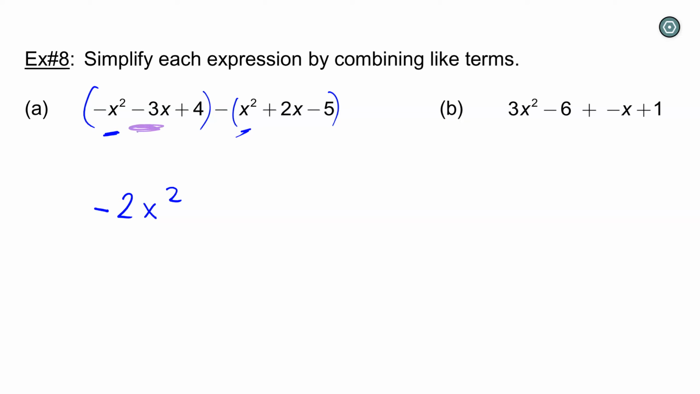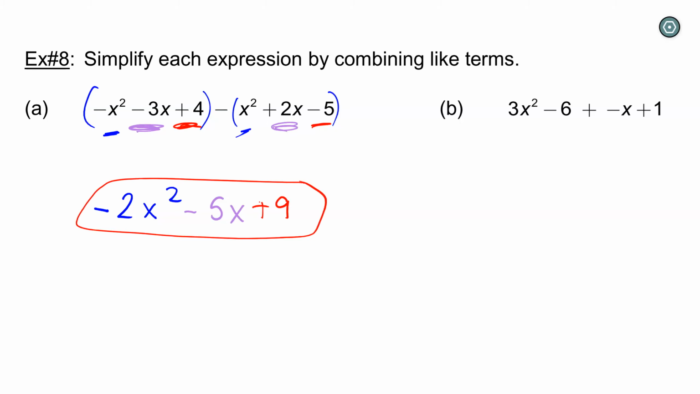Then I'm looking for things with only an x. So negative 3x minus 2x is negative 5x. And then lastly, I see 4 minus a negative 5. 4 plus 5 is plus 9. Negative 3x plus 2x, what? Negative 3x.